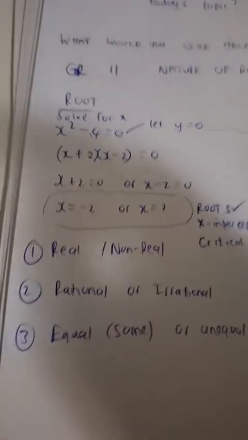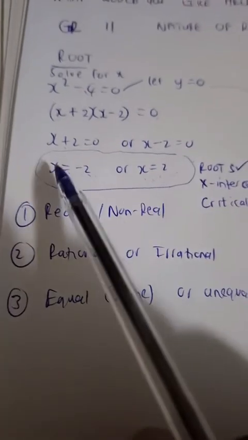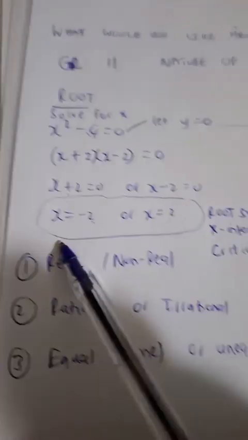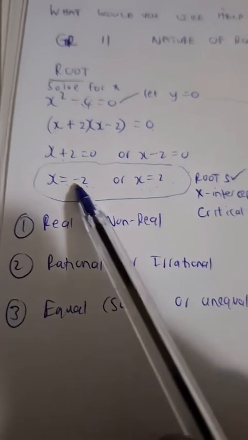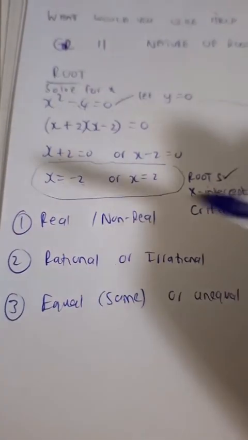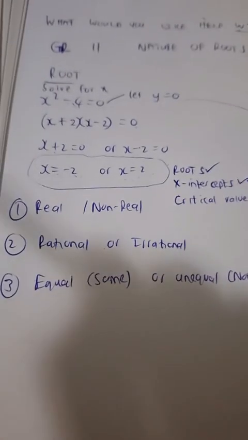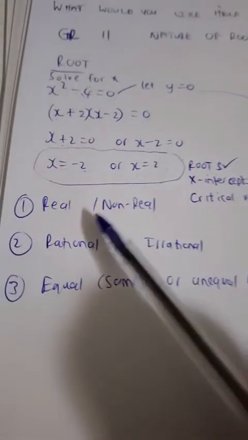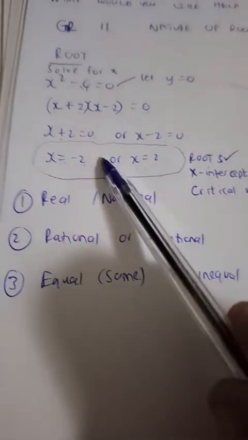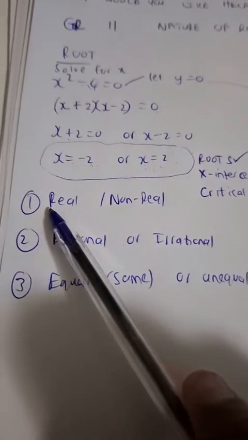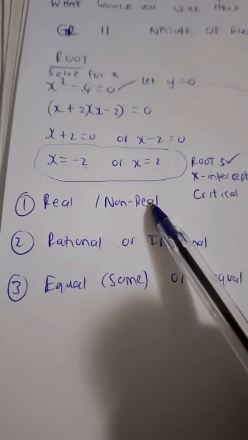So this is just me trying to help you understand that roots are solutions of a particular equation. So this is a quadratic equation, and these solutions are what we refer to as roots. And basically, if I'm asking you what is the nature of the roots, I'm asking you under these three subheadings, are these roots real numbers or are they non-real numbers?